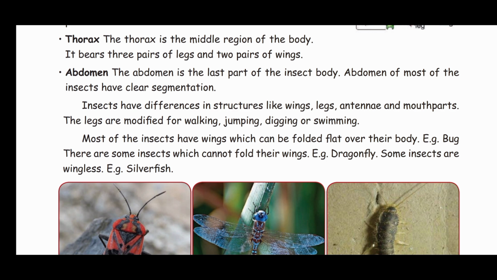See the picture given below. The first one is a bug. It is folding its wings. The second one is a dragonfly. It cannot fold its wings. Some insects are wingless. Example, silverfish. So the third picture does not have wings at all. So their body parts change depending on their conditions.